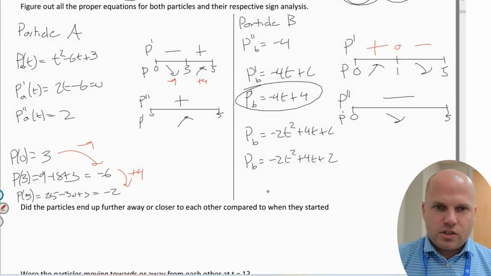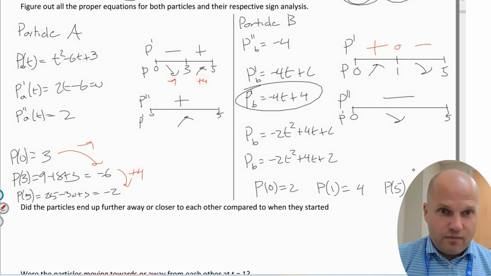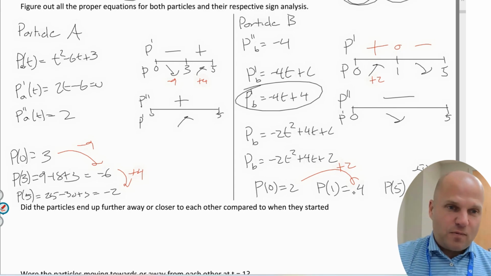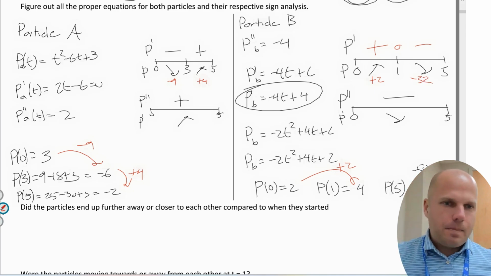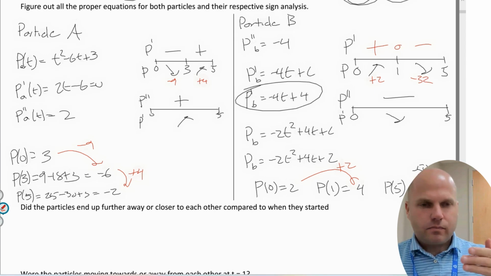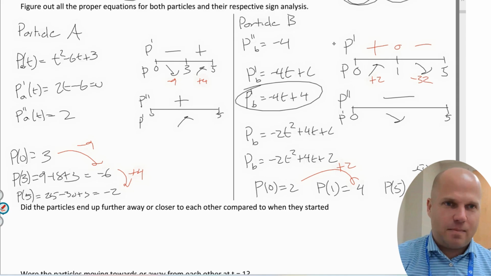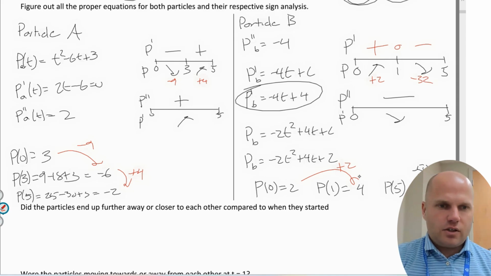Might as well find some positions. Position at 0 is 2. Position at 1 is 4. Position at 5 is negative 50 plus 20 plus 2, so negative 30 plus 2, which is negative 28. Kind of makes sense. I start from 2, I go to 4, which means I increase 2. This is going to be a plus 2. I go from 4 all the way down to negative 28. I decrease 32. That's okay, because we can see from 1 to 5, we have a lot of time in which we can decrease. So all good.